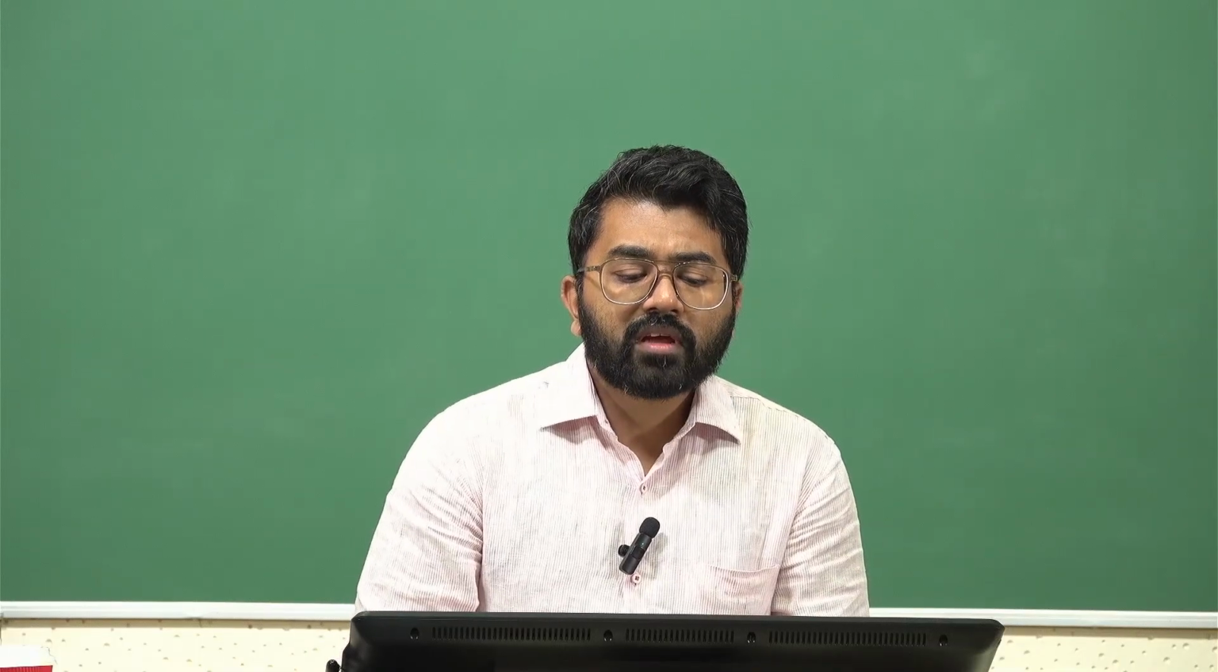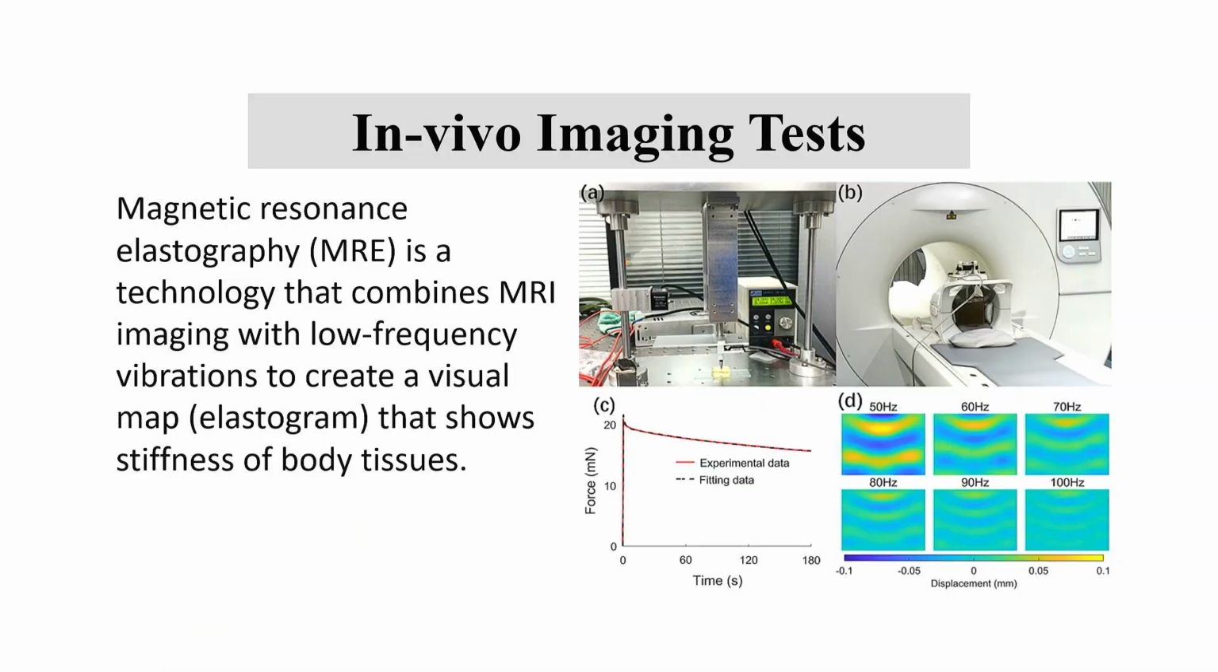The next type is in vivo imaging tests. These are not plenty, but just a few imaging tests have been fairly popular for in vivo testing. And in vivo, like I mentioned again, it's usually done on live human or animal models.